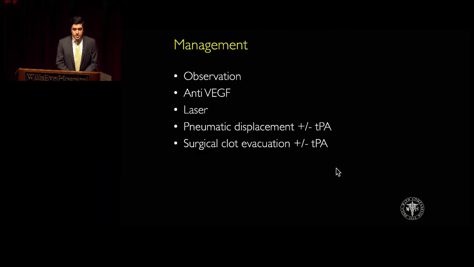So the management strategies for RAM lesions include a host of different options, ranging from observation, anti-VEGF therapy, laser treatment, and pneumatic, including surgical options for evacuating the clot with and without TPA. Presuming the RAM was the cause of this patient's hemorrhage, I wanted to ask the attendings what their treatment paradigm would be here, given that we have a non-macular involving lesion, but the patient does have vitreous hemorrhage and is symptomatic. Most of the time you can watch this and it should resolve.